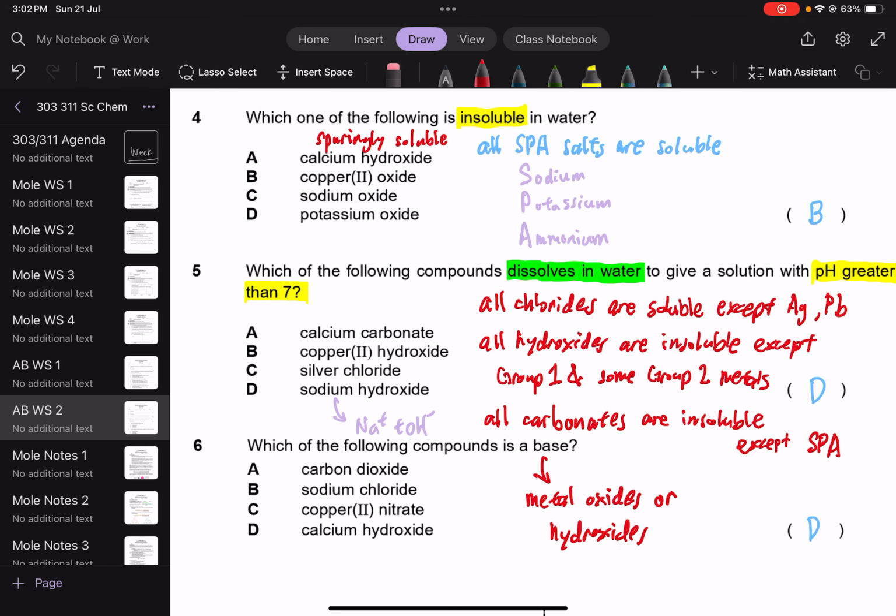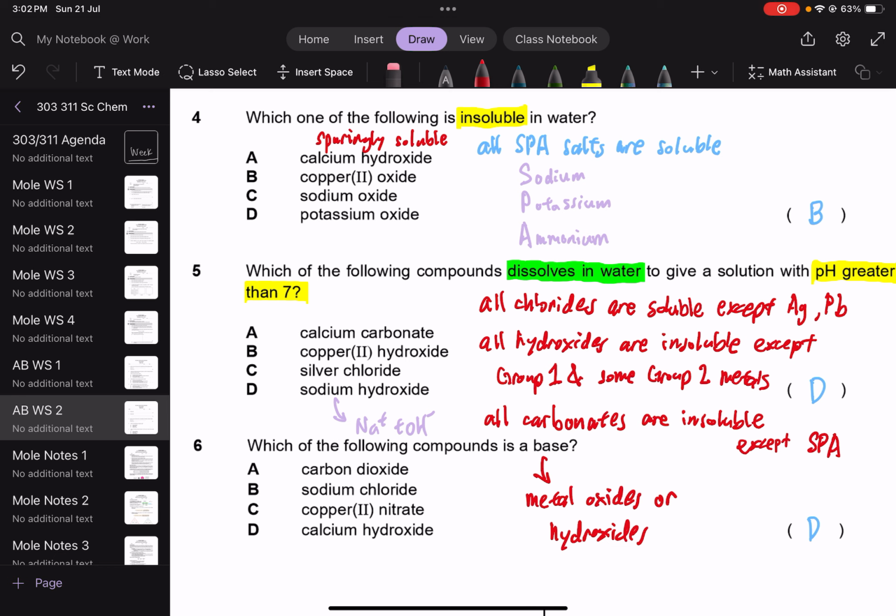Now let's move on to questions 4 to 6. Questions 4 and 5 require you to have a good understanding of salt solubilities. So if you have memorized your salt solubilities well, you should be able to answer these two questions with no problems.